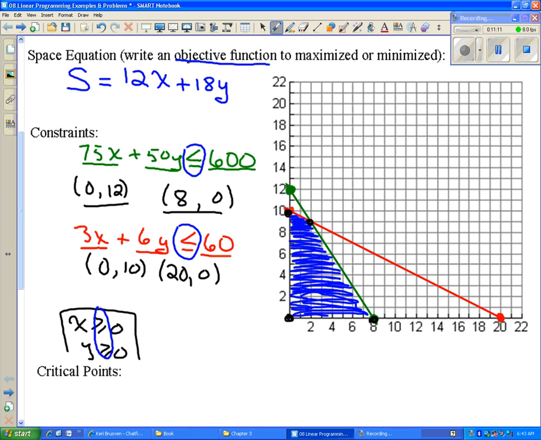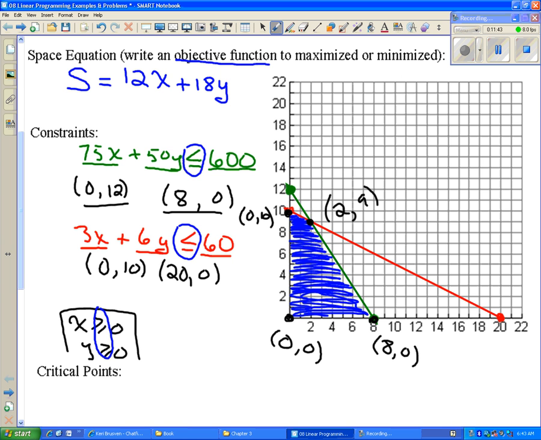So this intersection here is the coordinate 0, 10. This intersection here is the coordinate 8, 0. This intersection here is 0, 0. And then the last one that I need, I can actually read it off my graph, or I can go ahead and set my two equations equal to each other and solve for x and y. I get this intersection point here to be 2, 9.